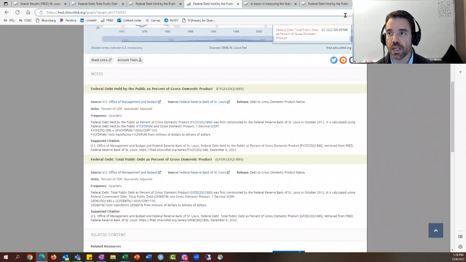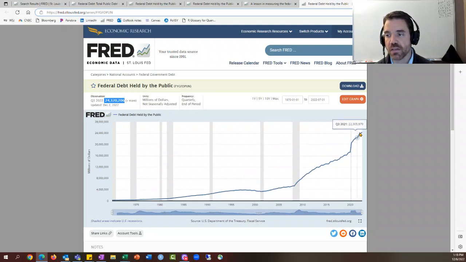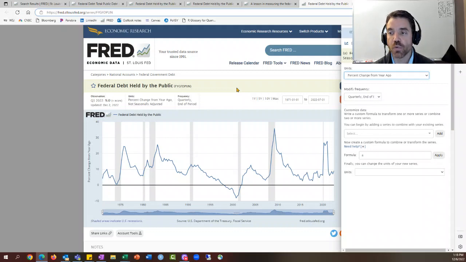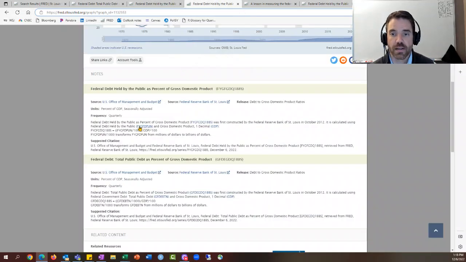For the numerator, federal debt held by the public, $24 trillion. This is in millions of dollars on the vertical, and you could see its rapid ascent during the COVID crisis. And what you could do, like most nice FRED graphs, is you could go ahead and change it if you want, so you could see the movements through time, and particularly the spikes around COVID. Let's go back to that formula, and the other piece is gross domestic product.